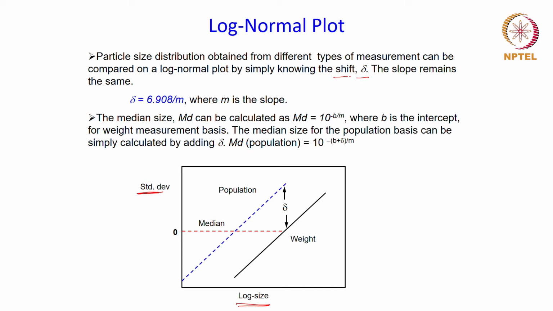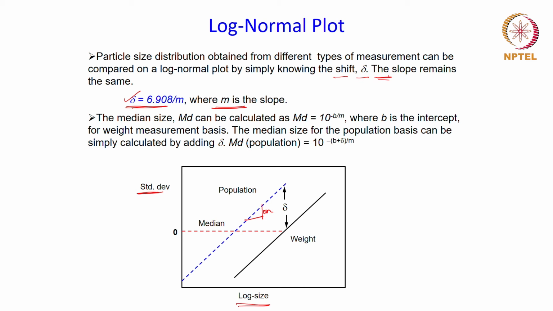And once you note that shift, the data can be easily compared, right. And the delta is given by this expression that you see over here. Delta is equal to 6.908 by m, where m is the slope, right. So, now that you know the slope, you can easily calculate delta, and you can simply make a note of that. And once you know that, you can compare different data collected using different bases.